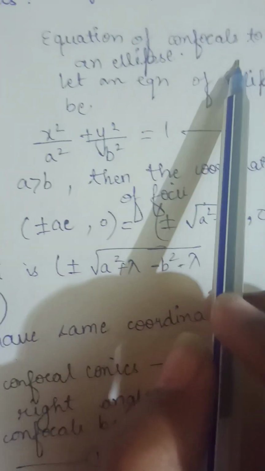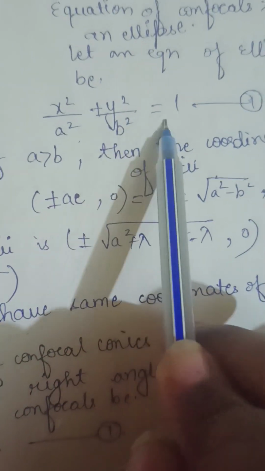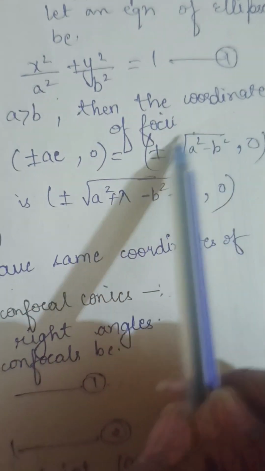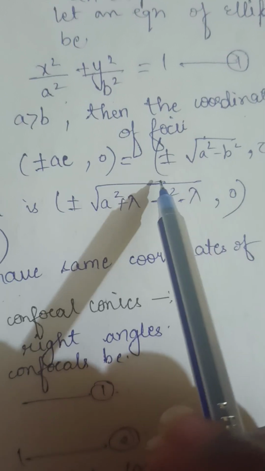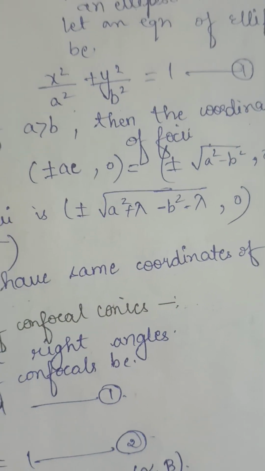Let the equation of an ellipse be x square upon a square plus y square upon b square is equal to 1. Now we know that if a is greater than b, then the coordinates of foci would be plus minus ae comma 0, which is equal to plus minus under root a square minus b square comma 0.